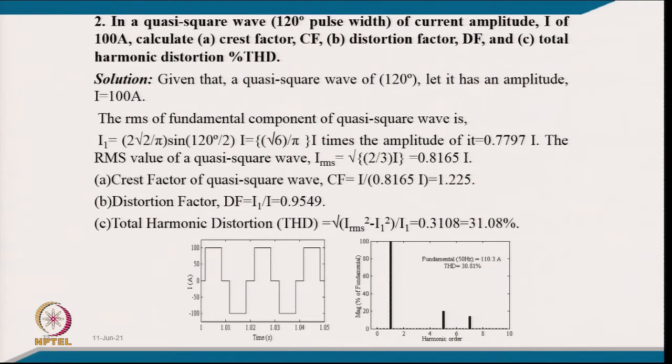This crest factor is still less than that of the sine wave, because the crest factor of a sine wave is √2, that is 1.41. And the distortion factor, which we define as the fundamental RMS value divided by the total RMS, we already found the fundamental 0.7797 and divide by 0.8165, then you get 0.9549. This is also very important, because this waveform appears in most 3-phase circuits, either a 3-phase controlled rectifier, or a 3-phase inverter.